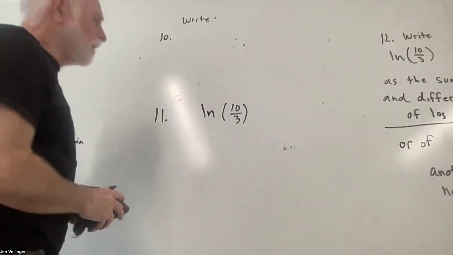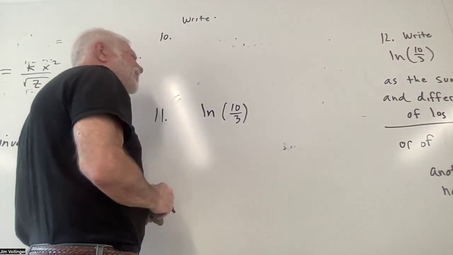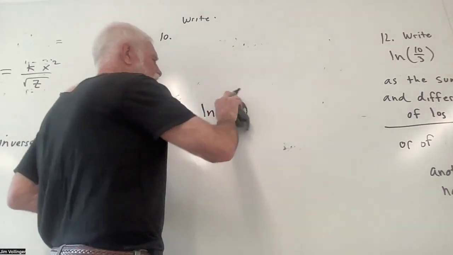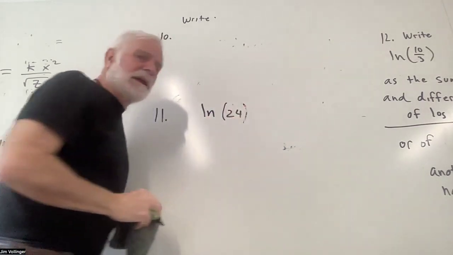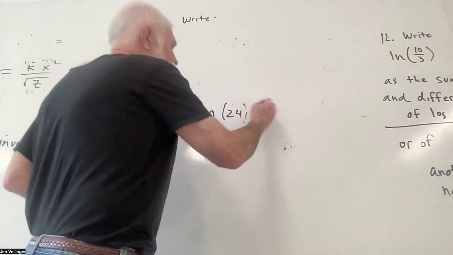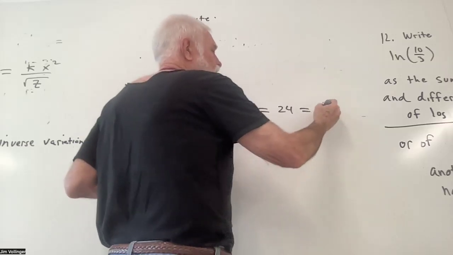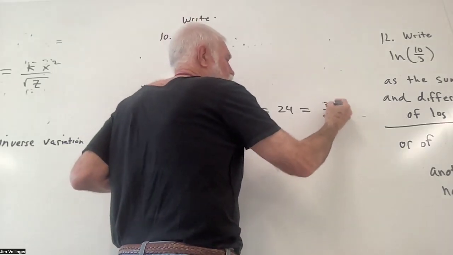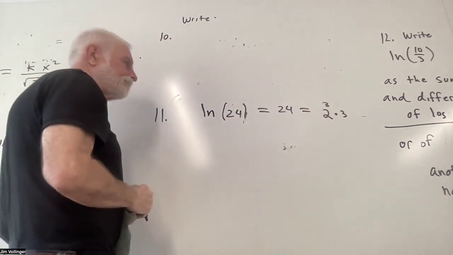The ln of 10/3, I'm going to change that problem. I think I want to do 20 thirds. Yes, I'd rather do 24. I think this is a better example. Let me give you that example, because we're going to do the rules of logarithms. So what we've been doing in class is writing 24 in E notation, which is 2 to the 3 times 3. 8 times 3 is 24.